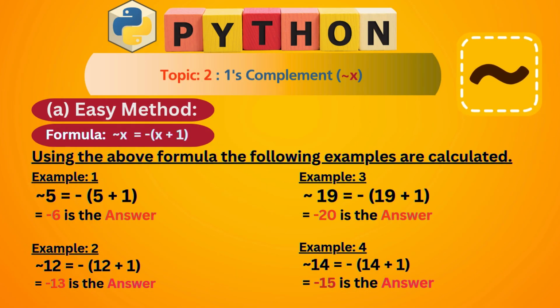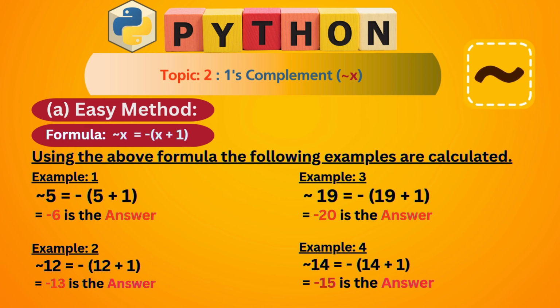Next, we will move on to one's complement. Tilde x equals minus of x plus 1 is the formula. So here tilde 5 equals minus of 5 plus 1, equals minus 6. Then tilde 12 equals minus of 12 plus 1, minus 13 is the answer. Tilde 19 equals minus of 19 plus 1, minus 20 is the answer. Tilde 14 equals minus of 14 plus 1, minus 15 is the answer.